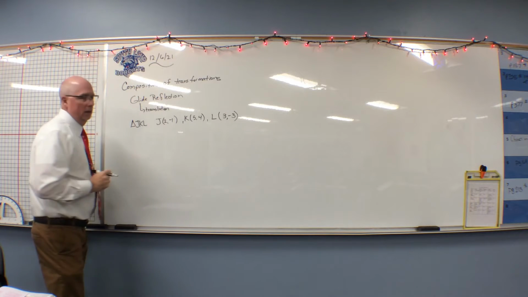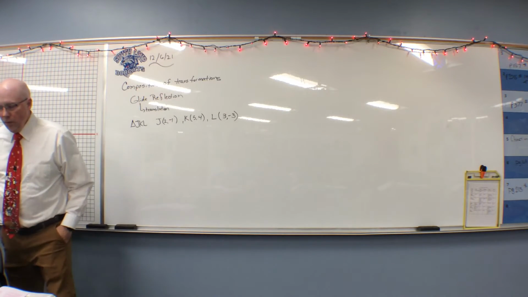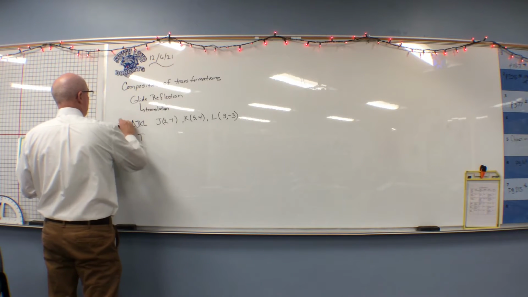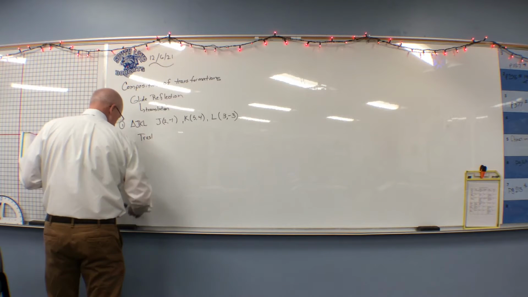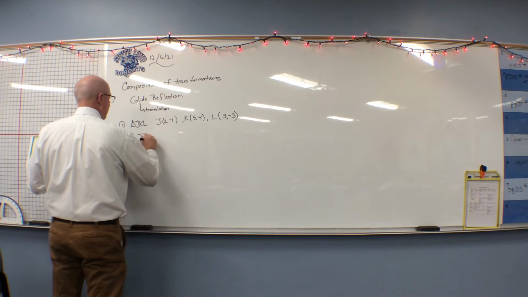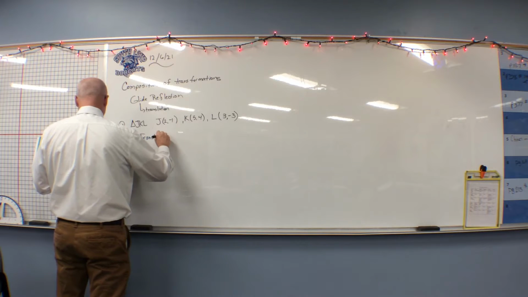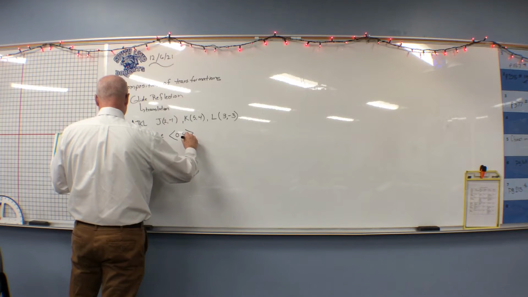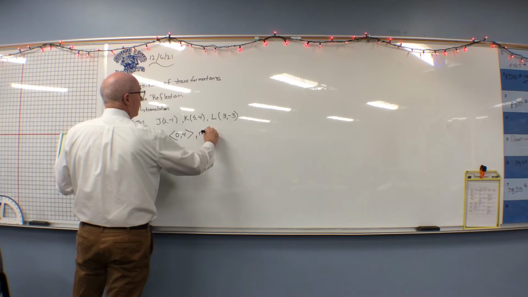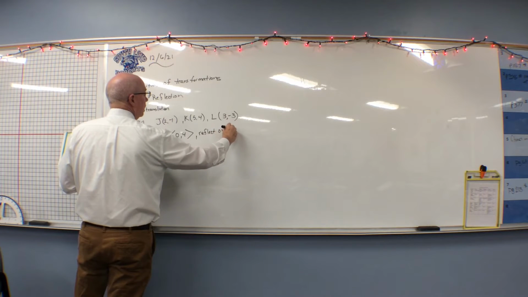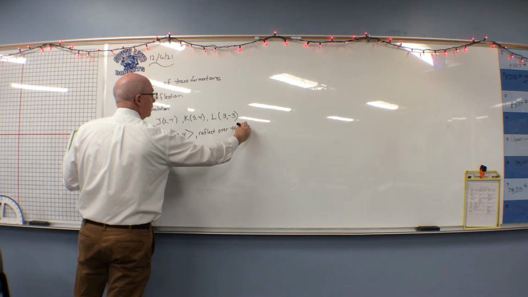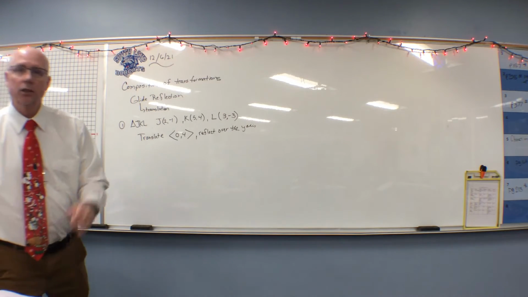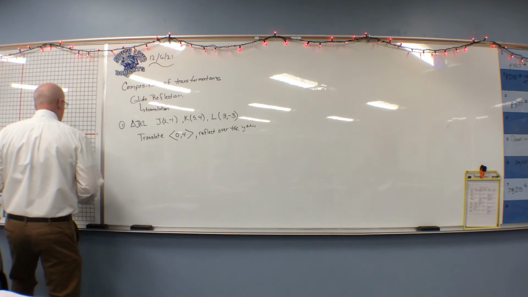Okay, let's change it. So, all right. What we want to do is graph it, and then we want to translate it. That's number 1. We want to translate it 0, 4, and then we want to reflect it over the, what does it say, y-axis. All right, this is called a glide reflection, okay?